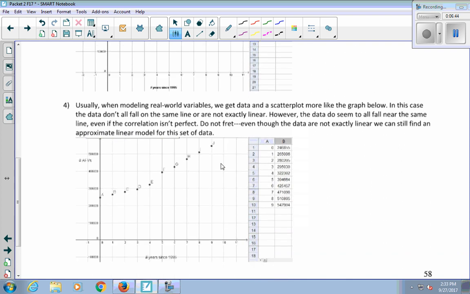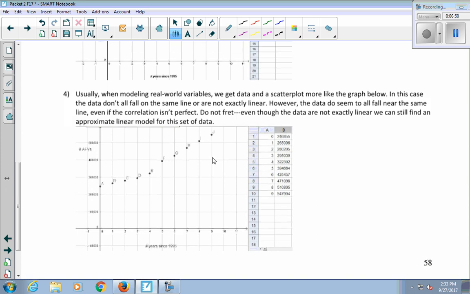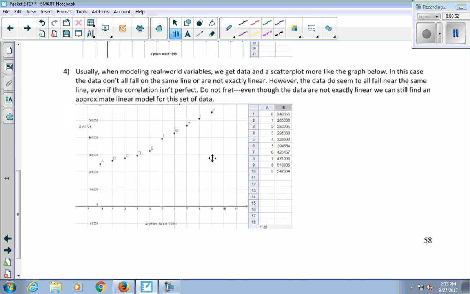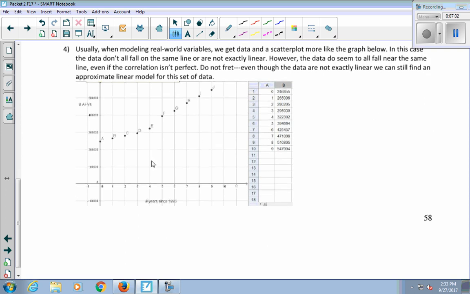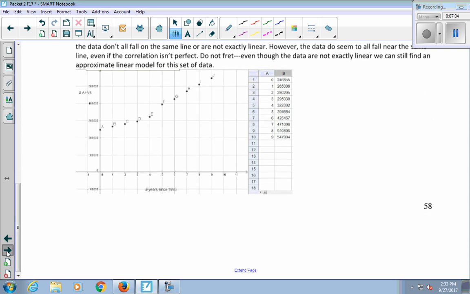Usually when you're modeling real-world variables, we get data and a scatter plot more like this graph. In this case, the data don't all fall on the same line. It's not exactly linear. However, the data do seem to all fall near the same line, even if the correlation is not perfect. Don't fret, even though the data are not exactly linear, we can still find an approximate linear model for the data.